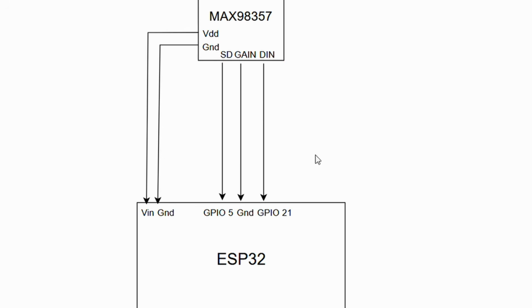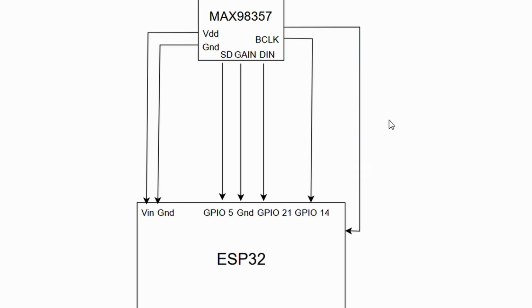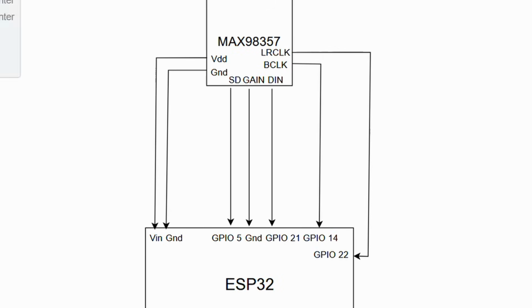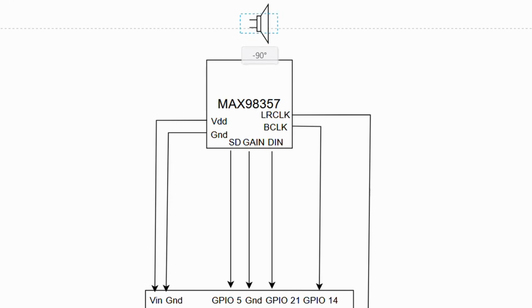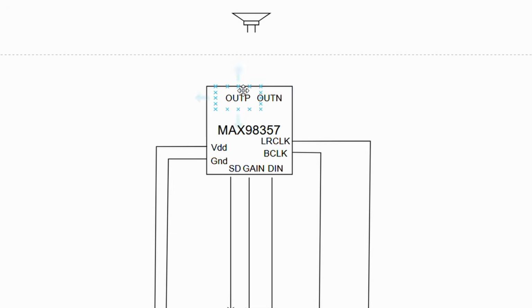Next, the gain pin is tied to ground, which according to the data sheet sets the gain to 12 dB, a safe and clean default for most use cases. For the I2S interface, we are keeping things consistent with our previous videos, especially the ICS 43434 setup. The data line or DIN in this case goes to GPIO 21, BCLK is connected to GPIO 14 and LRCLK is connected to GPIO 22. Finally, on the output side, speakers positive and negative terminals are connected directly to the screw terminals of the amplifier. And that's about it, pretty straightforward.